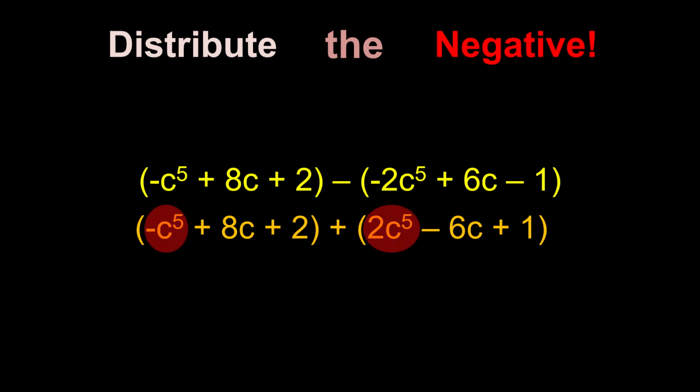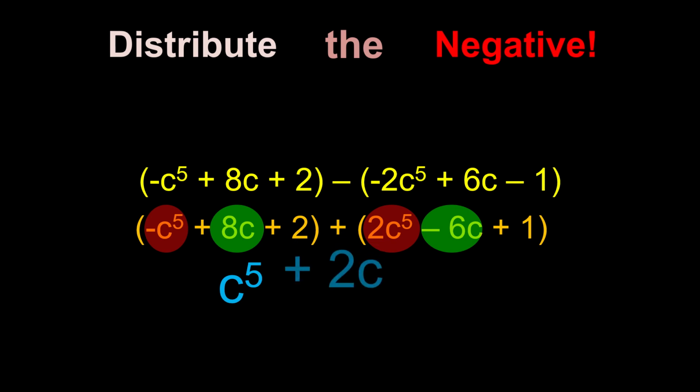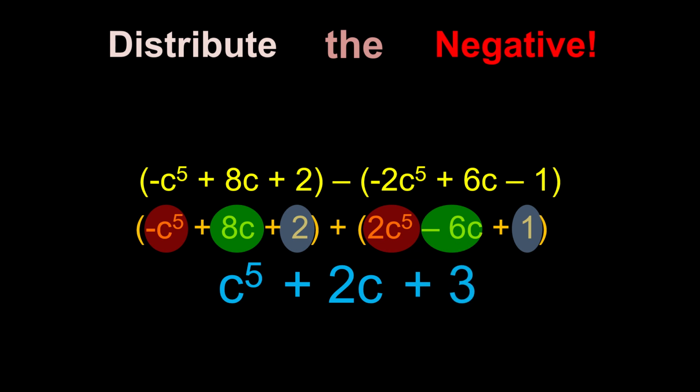So we're going to start with negative c to the 5th and add it to 2c to the 5th. So that's negative 1 plus 2, giving us positive c to the 5th. Then we have 8c plus, now it's negative 6c. So remember, we changed our signs. 8c plus negative 6c is going to give us a positive 2c. And lastly, we have a positive 2 plus a positive 1, which will give us a positive 3.